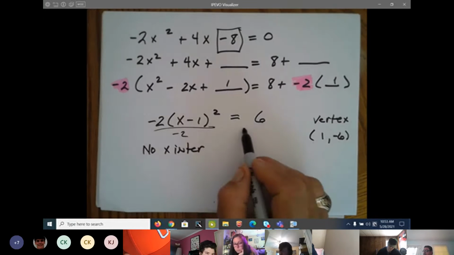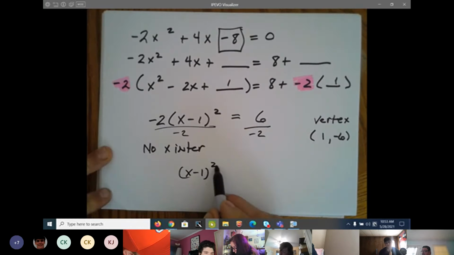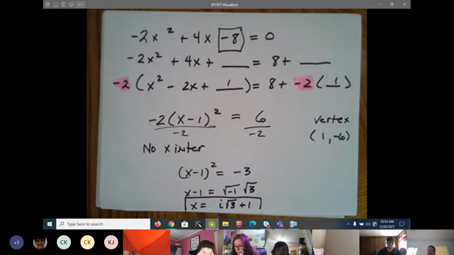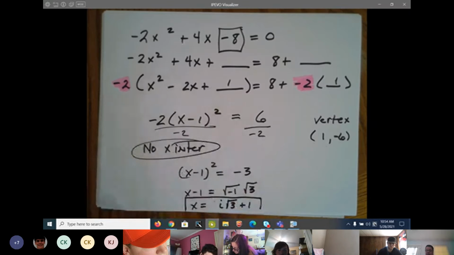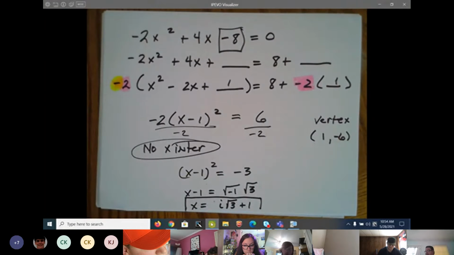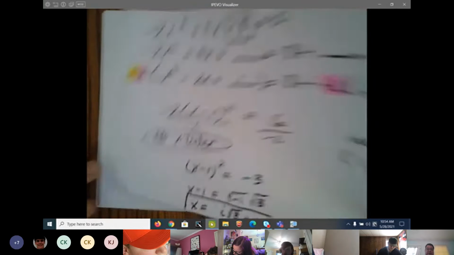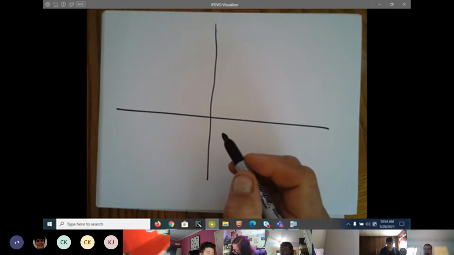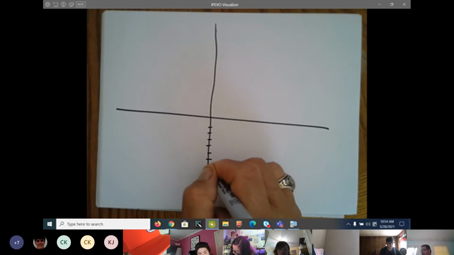So -2 times x minus 1, quantity squared, is equal to -3. X minus 1 is equal to the square root of -1, square root of 3. X is equal to i times the square root of 3 plus 1. But we have no x-intercepts. We know it's, which way is he going? He's concave what? Concave down. So we're going to draw this picture, and I'm not going to answer that question because I don't know what they want, but I guarantee you we've just about answered every question they could ask, except for domain and range. 1, 2, 3, 4, 5, 6, 7, 8.